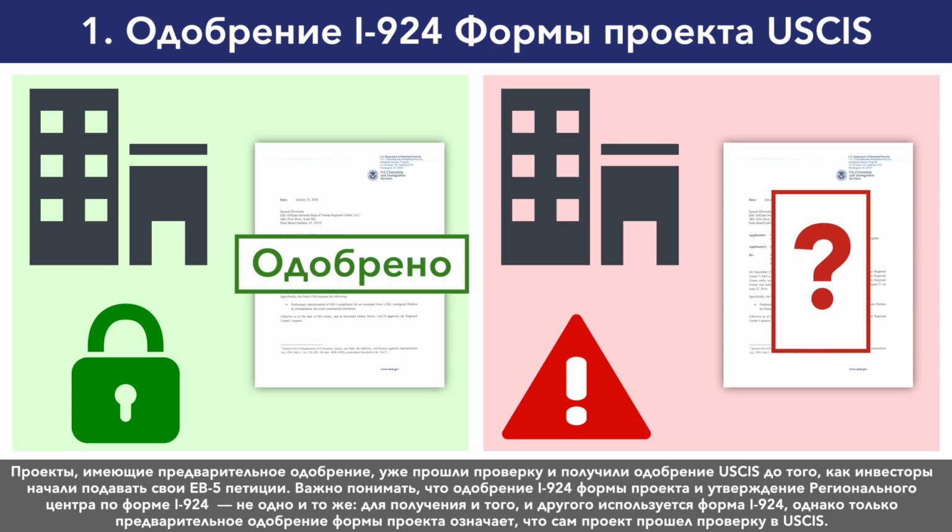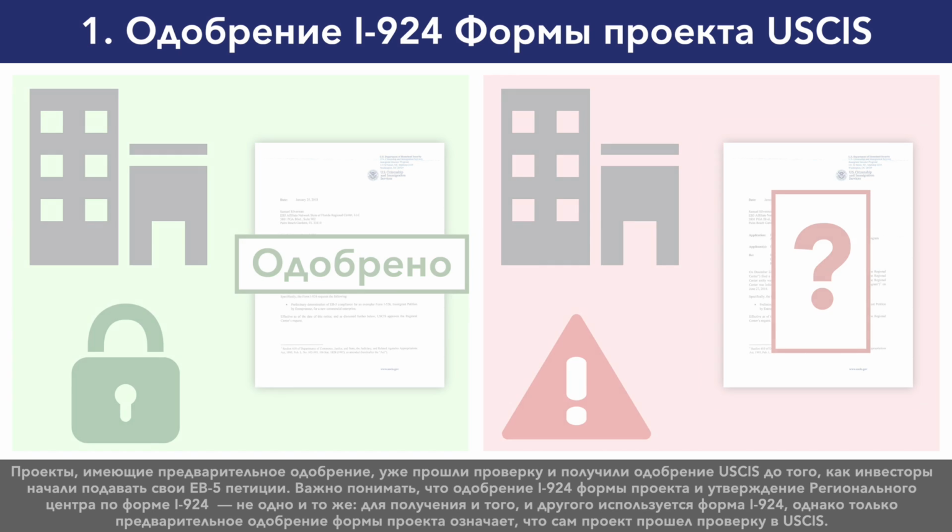Projects with exemplar approval are reviewed and approved by USCIS before any investors file EB-5 petitions. It is important to note that I-924 exemplar approval and I-924 regional center designation are not the same. Both are applied for using Form I-924, but only exemplar approval means that the project itself has passed USCIS scrutiny.